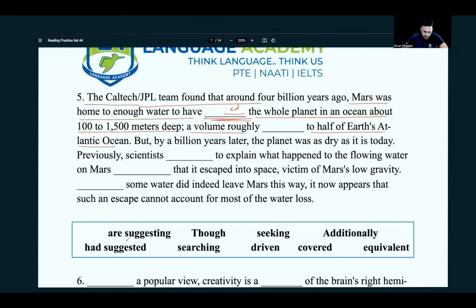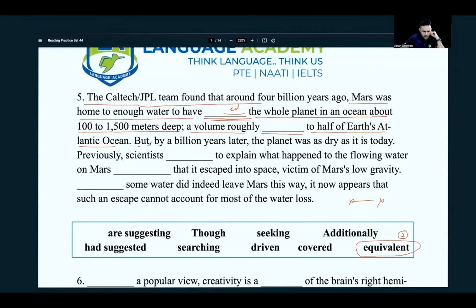Roughly are suggesting, had suggested, searching through, seeking, driven, covered, roughly equivalent. We are comparing the volume of water on Mars to the volume of the Atlantic Ocean. So it is roughly equivalent to, or equal to, half of Earth's Atlantic Ocean. Equivalent will go over here. Now, if you ask me for a grammar explanation, being honest, there won't be a grammar explanation. You have to read and understand the passage over here.